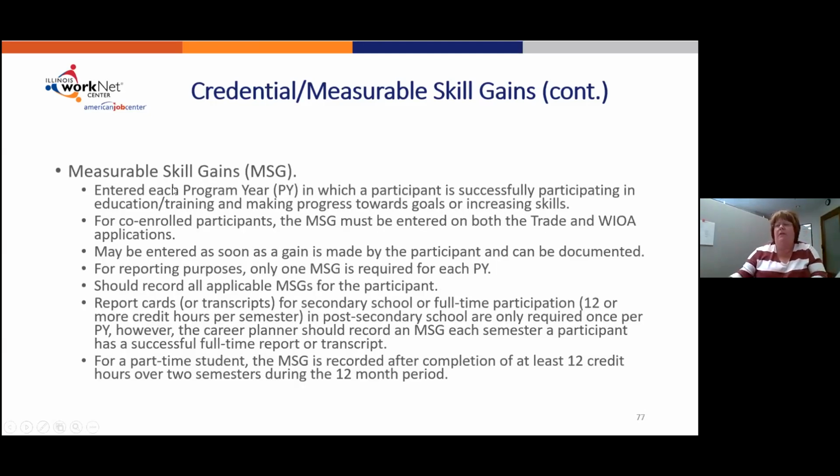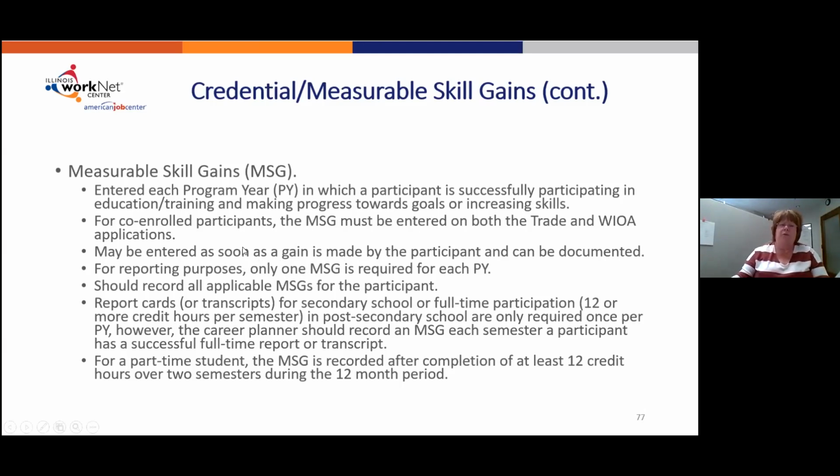Measurable skills gains is a new feature from a few years ago. Each program year that someone is entered in trade, as they are successfully progressing and participating in that program, the measurable skills gain needs to be entered. They need to be entered at least once a year. However, they can be entered every time a person receives a gain. If they've achieved a new skill gain every semester, or every quarter, whatever, you can enter them as often as they achieve them. That's a very good idea because it shows they're making good progress.